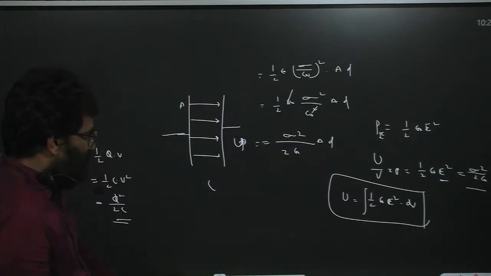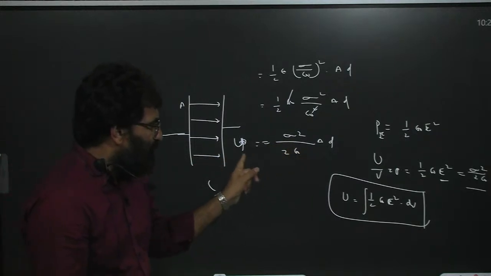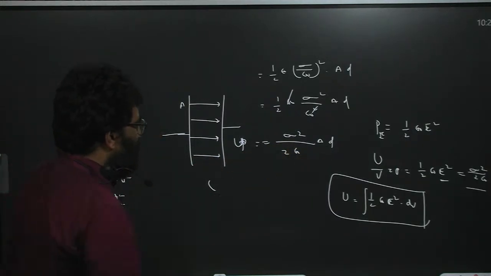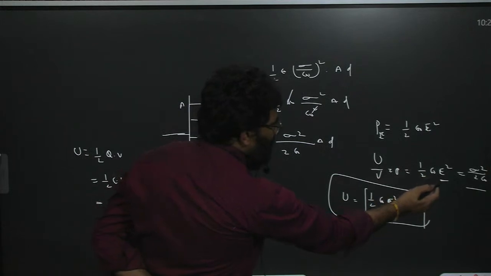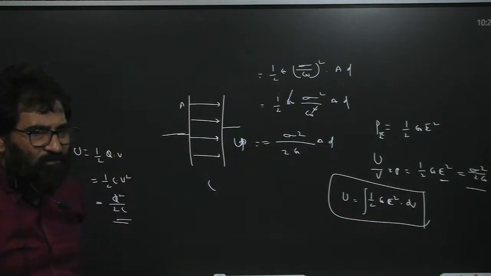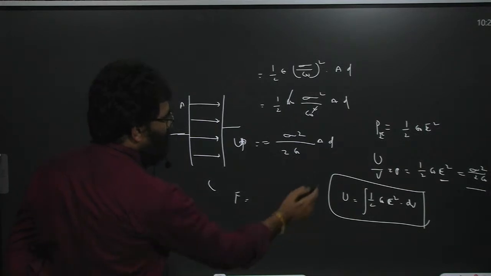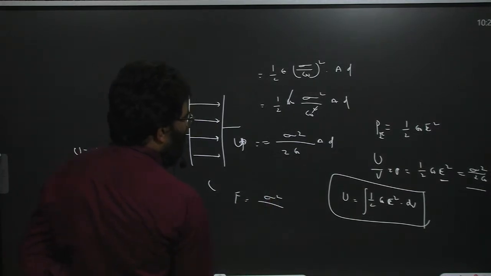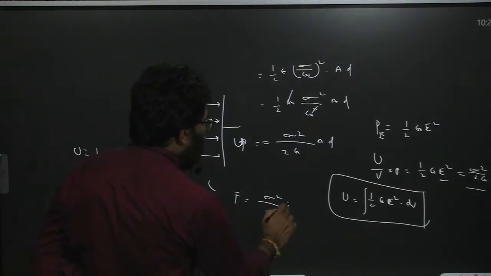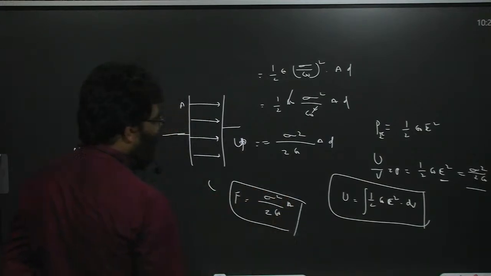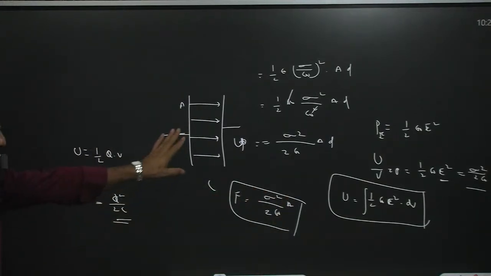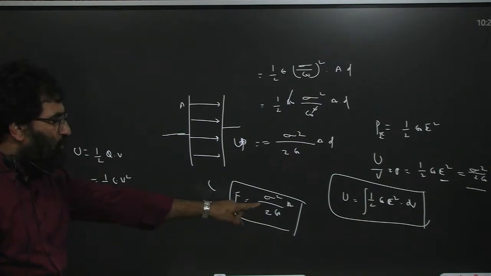Now you tell me, energy per unit volume gives pressure. Pressure into area is called what? Force. The force is equal to sigma square by 2 epsilon naught into area. The force between the two plates will be sigma square by 2 epsilon naught into area.